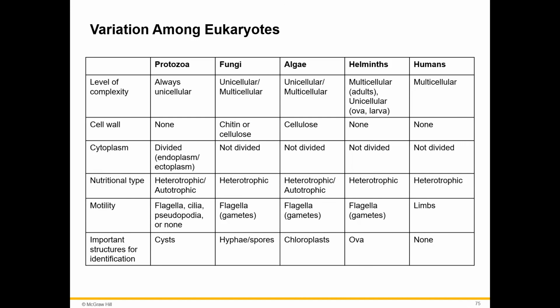This is a good table that shows you some of the differences between eukaryotes, so protozoa, fungi, algae, and helminths, and then humans. I recommend taking a look at this table just to familiarize yourself with what's found in each one of these organisms.